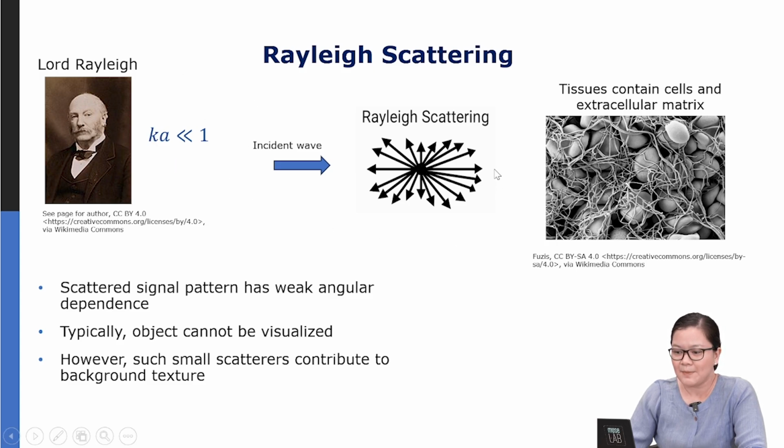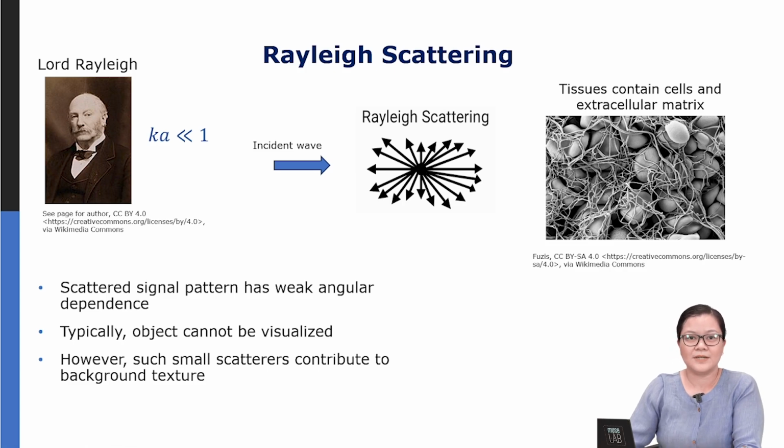And what typically happens in Rayleigh scattering here is that you have an incident wave that is going from the transducer. It then interacts with the object and scatters in multiple directions. Now, this scattered signal typically has a weak angular dependence, and typically these objects or structures in the tissue cannot be visualized. However, such small structures can contribute to the background texture of the image.